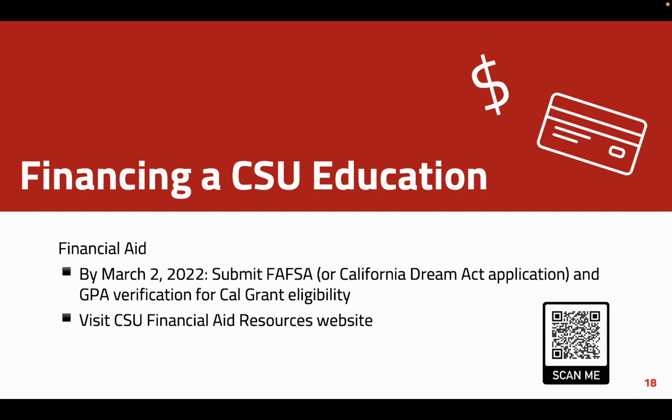Next up, financing a CSU education. So in terms of financial aid, it's really important that you submit either your FAFSA or the California Dream Act application by the March 2nd deadline, and also your GPA verification for Cal Grant eligibility. The Cal States do have a website, the Financial Aid Resources website, which the QR code is pictured on the screen here, and that gives you just generally more information about financing your CSU education.